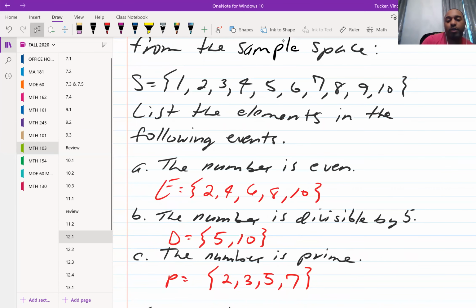And then C, the number is prime. So you're talking about prime numbers that are in this list. So 2, 3, 5, and 7. And prime numbers are numbers that can only be divided by 1 and itself.